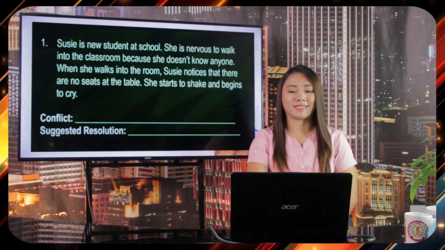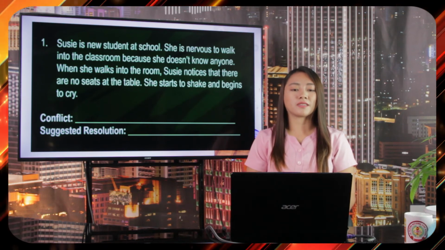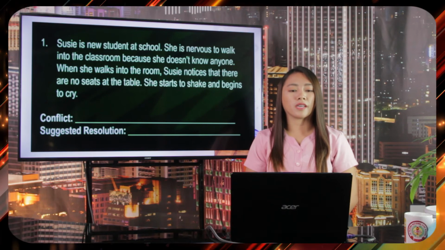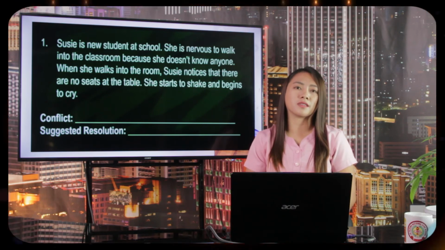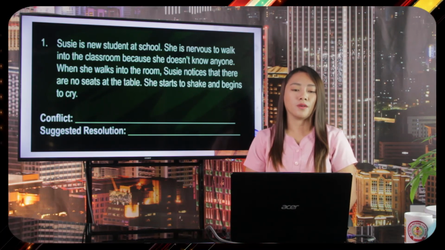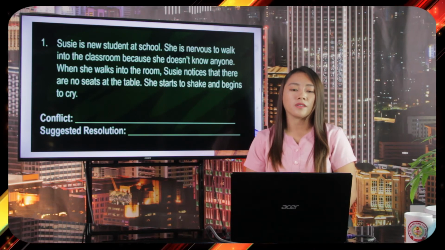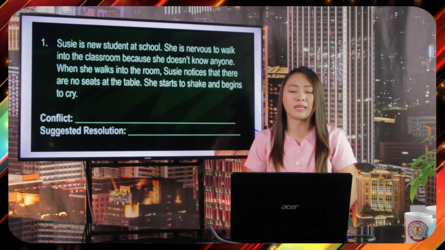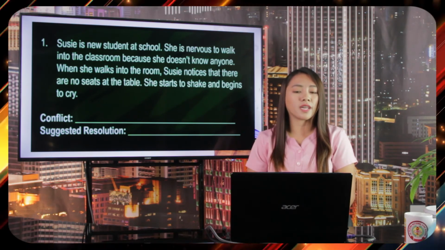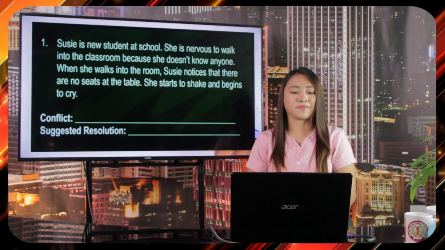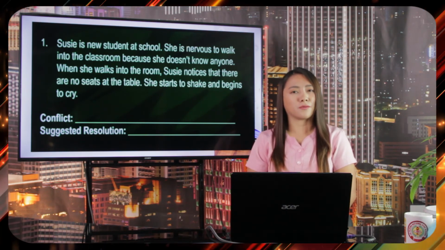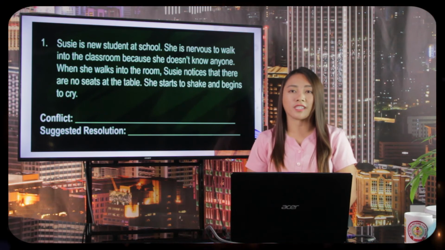Number 1. Susie is new student at school. She is nervous to walk into the classroom because she doesn't know anyone. When she walks into the room, Susie notices that there are no seats at the table. She starts to shake and begins to cry. What type of conflict do you think it is, and what suggested resolution can you give?